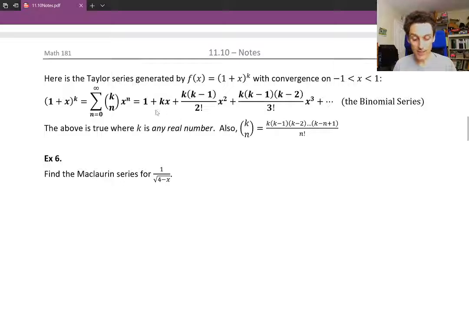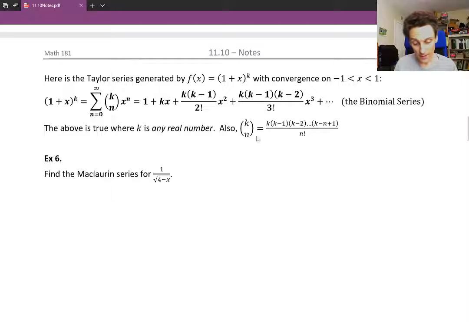One other thing too is that there's a shorthand for these kind of coefficients, the coefficients to each of these terms of the binomial series. And that's k choose n. This is the same kind of notation that you use with the binomial theorem, when you try to look at what are the coefficients of each term of the binomial expansion, if you expand a polynomial or a binomial.